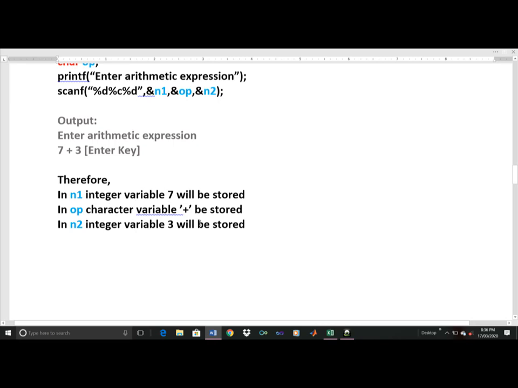I hope everyone has understood all about char. In the next class, I will teach you about int, float, double and void.